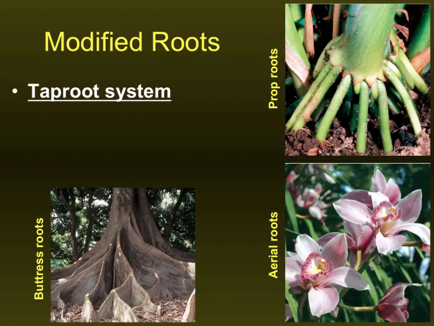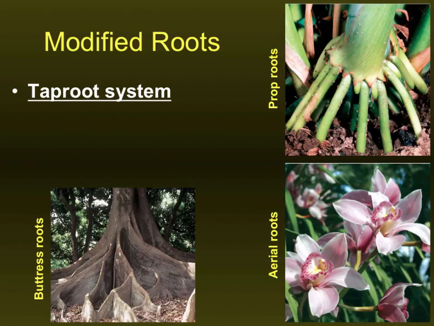All right, so as far as modified roots, what we're going to do with each section, roots, stems, and leaves, is take a look at the overall generic kind of root or stem or leaf, and then we're going to take a look at some specialized versions of those things. So the first one we're going to see is a taproot system. A taproot system is where you see a root that's got a single dominant primary root that goes straight down into the soil.